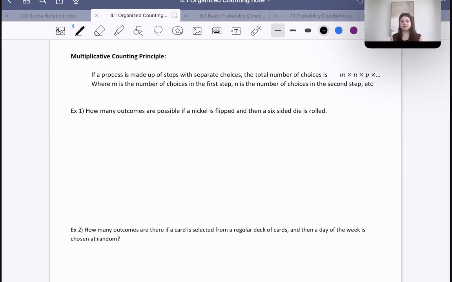We have three different choices to make, or two different choices to make in that case, and we can only choose one of those choices. Then we would multiply them together, and that's the reason why. So let's get into these examples.